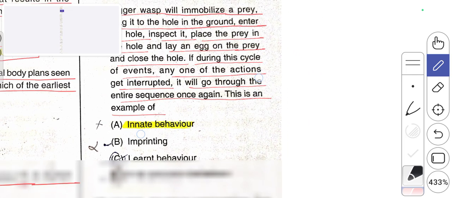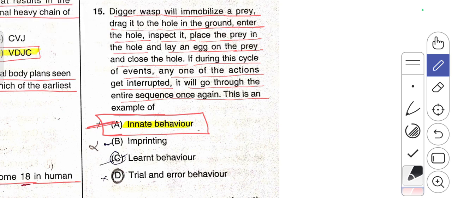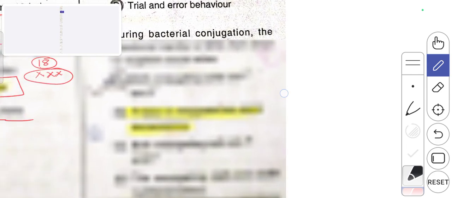So this one is one of the best examples of innate behavior, where they will repeat the process if they get interrupted during the course of the process. So A is the right answer for this question. Next question.